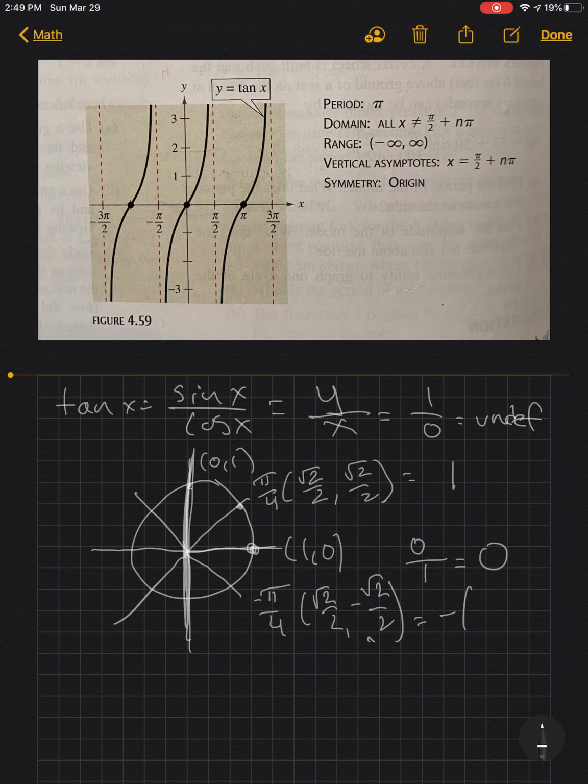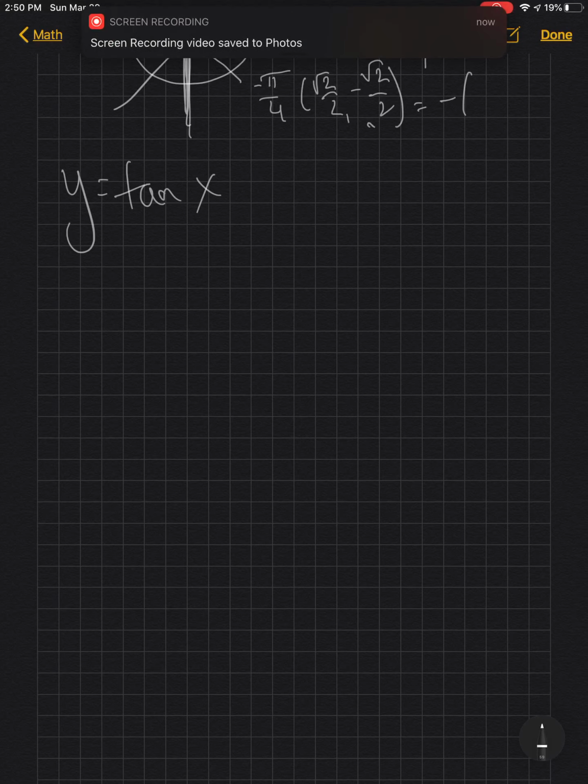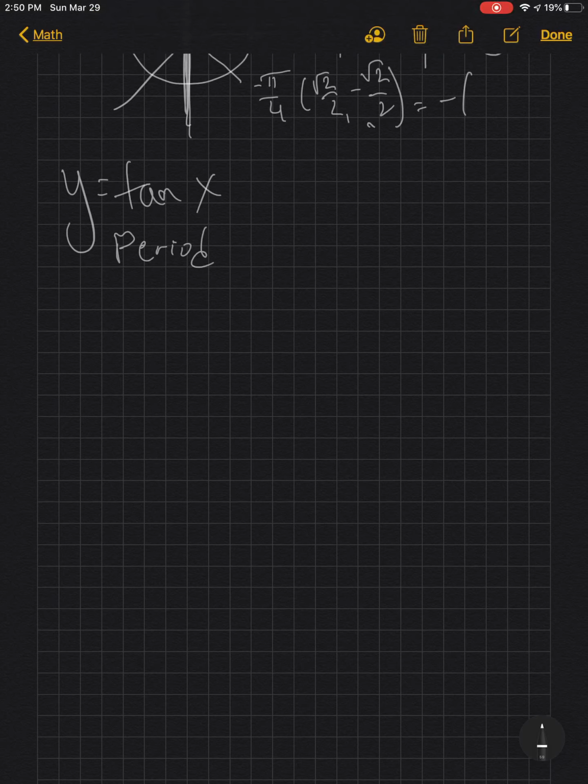So now let's look at the period. If you look at the book, the first thing they tell you is that the period is pi. So let me just actually start fresh here. Okay, so again, y equals tangent of x. For every time we have a tangent function, we have to define our period, our domain, our range, and our vertical asymptote.